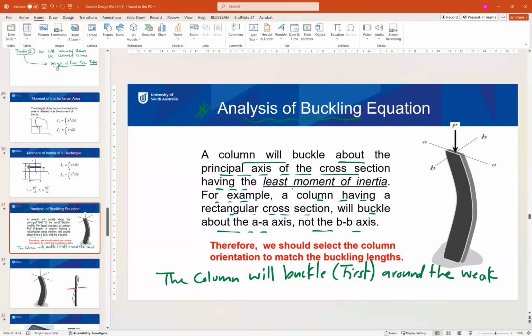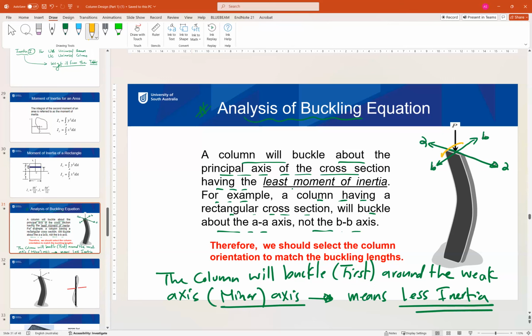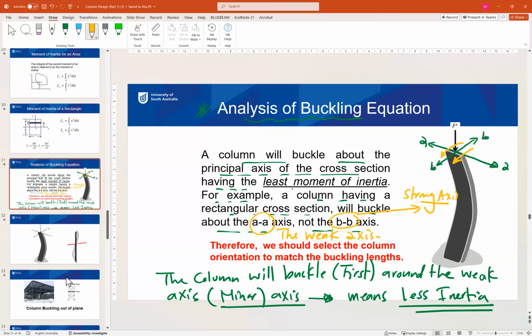So because it is weak, weak axis or minor axis means less inertia. So the weak axis is the axis with less inertia. So here, if this axis is BB and this is axis AA, this column will buckle around AA, because AA is the weak axis of this cross section. BB is the strong axis. Similar to the video we have watched, the column will bend about the weak axis, not the strong axis.